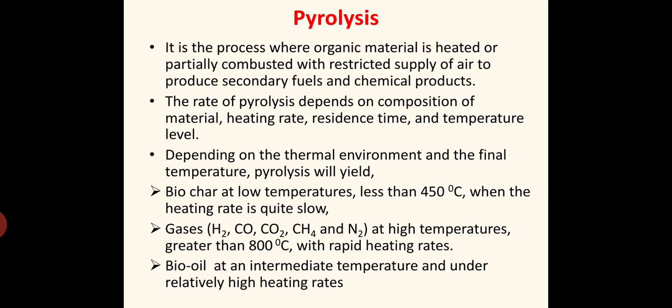And if we are heating at high temperatures, greater than 800 degrees Celsius, with rapid heating rates, then the product obtained after the process of pyrolysis will be H2, CO, CO2, CH4 and N2. So all are gaseous products. If we are doing the pyrolysis at high temperature above 800 degrees Celsius and the heating rate is very high, then finally we will get gaseous fuels as the byproduct.